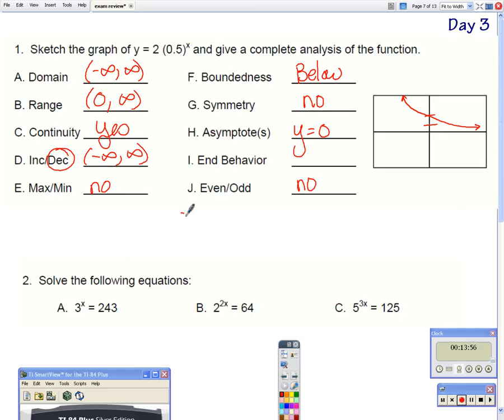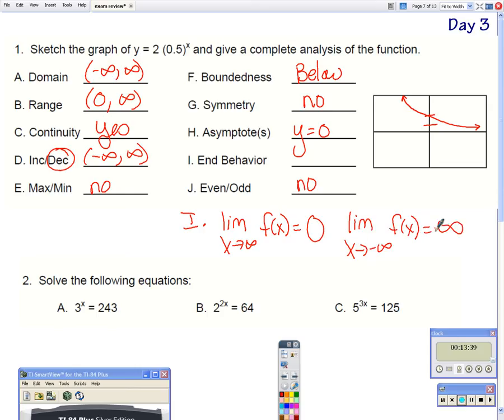And for end behavior, as x goes to infinity, our graph is approaching 0. And as x goes to negative infinity, our graph is approaching infinity.